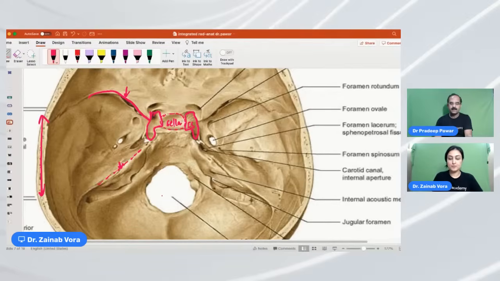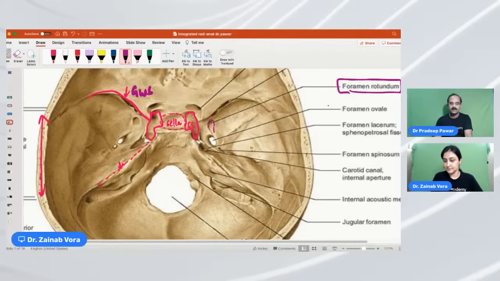We all know the cavernous sinus lies in the middle cranial fossa, extending from the lesser wing till the petrous part of the temporal bone. Now, all the major foramina that we get in this middle cranial fossa, which is formed by the greater wing of sphenoid bone, the first foramen that we normally talk about is the foramen rotundum. Students, what passes through the foramen rotundum?